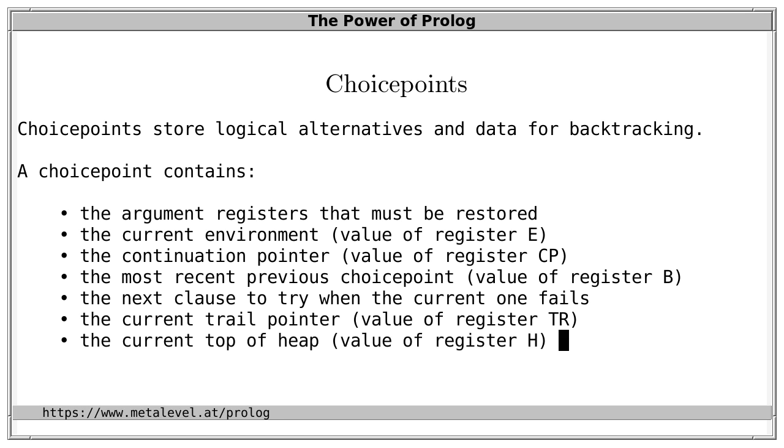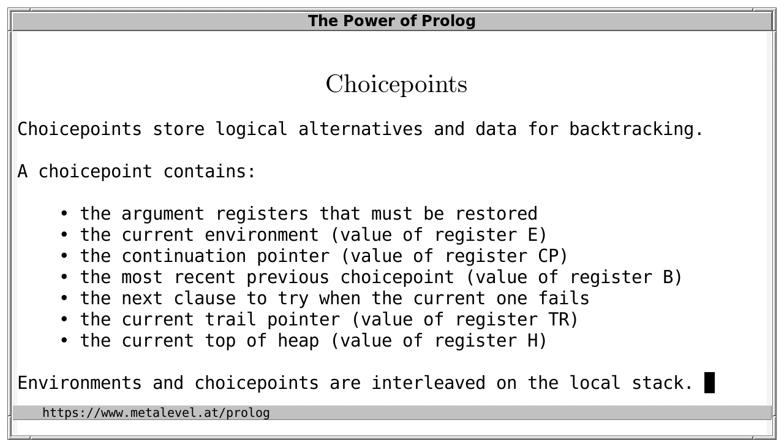And we also record the current top of the heap. Because on backtracking, we can simply forget everything on the heap beyond this recorded address. And as already mentioned, this ability to quickly reclaim memory on backtracking is one of the reasons why Prolog is so efficient. Because it doesn't need garbage collection for this, but simply resets the top of the heap on backtracking. And as already mentioned, environments and choice points are both stored on the local stack, where they are interleaved.